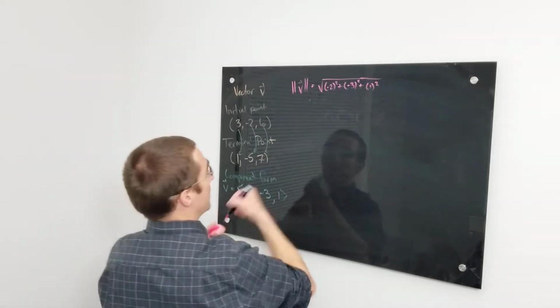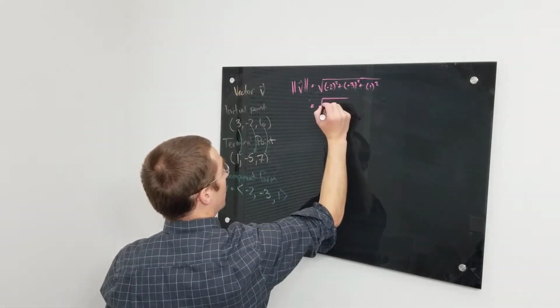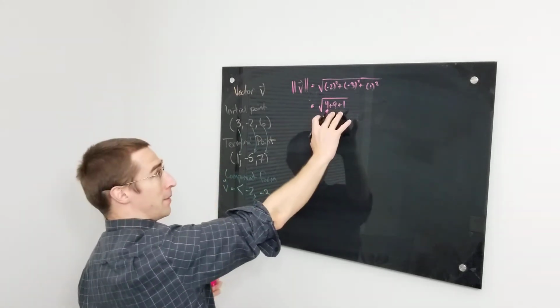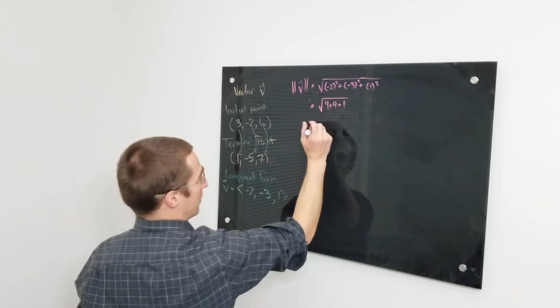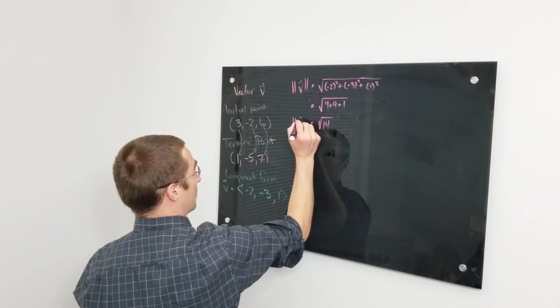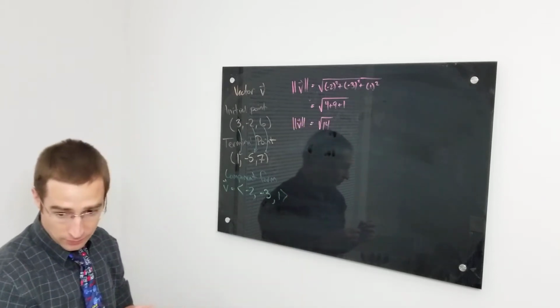So here it's just going to be the square root of 4 plus 9 plus 1, right? 4 and 9 make, or sorry, that's just 14. So here it's just square root of 14. So the magnitude of v is just square root of 14.